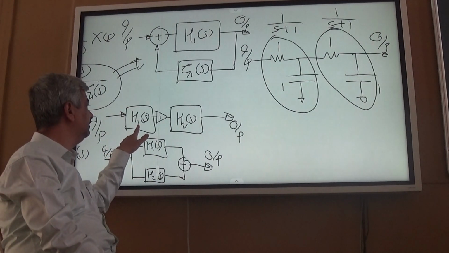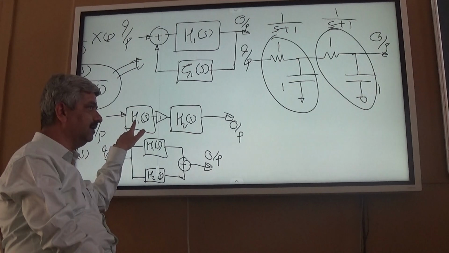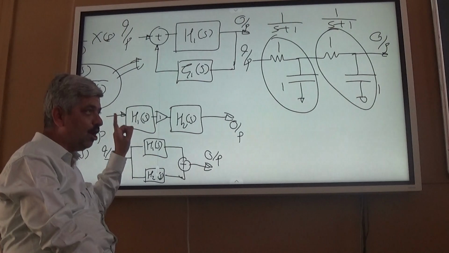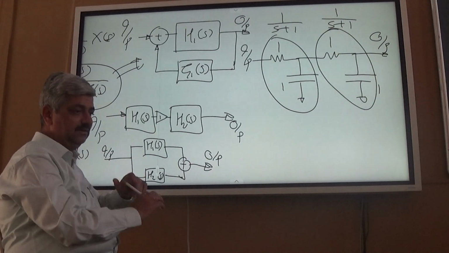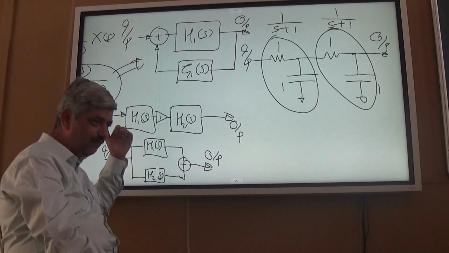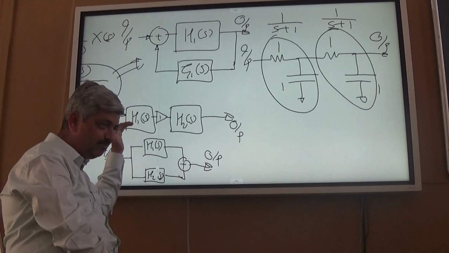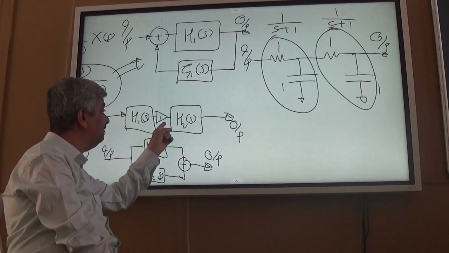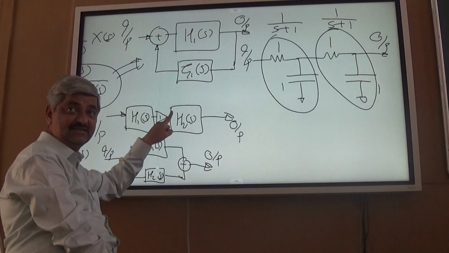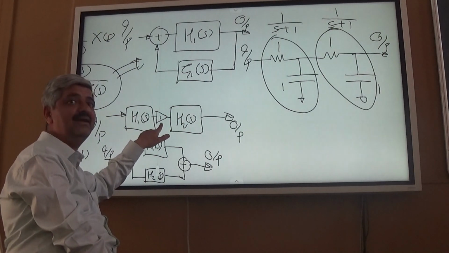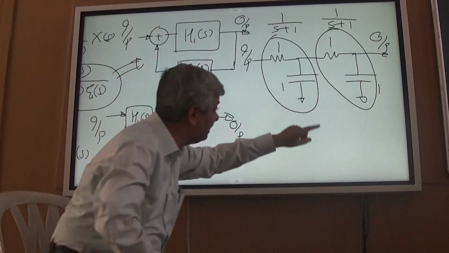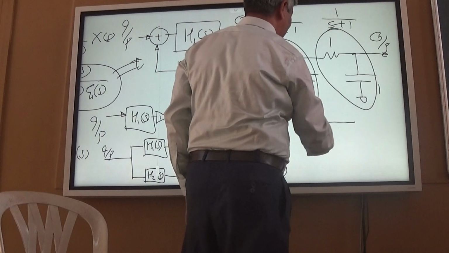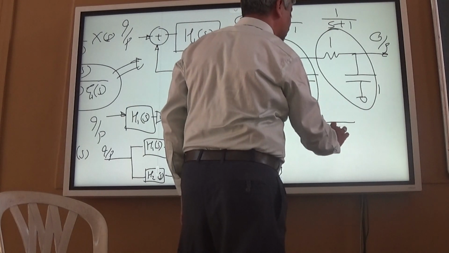the block is expected not to get loaded by the further blocks. If this is ensured, it is ensured by this one. Otherwise, I think in the last semester itself we have done, it becomes 1 upon s square plus 3s plus 2.